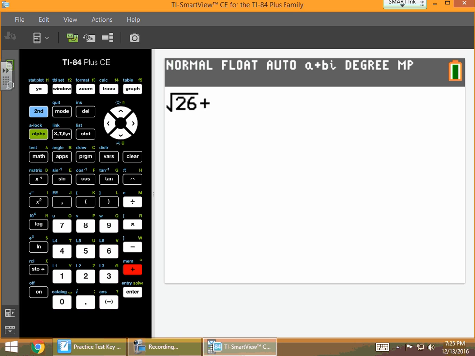Now I need to add another radical to that, so I'm going to go radical 5. And I have to add a third radical, radical 10. And then I have to add my 4th radical, which is radical 17. Those are my 4 radicals from the last one.